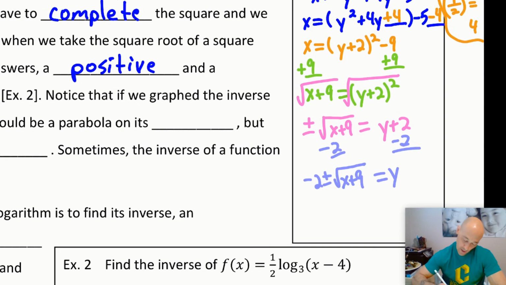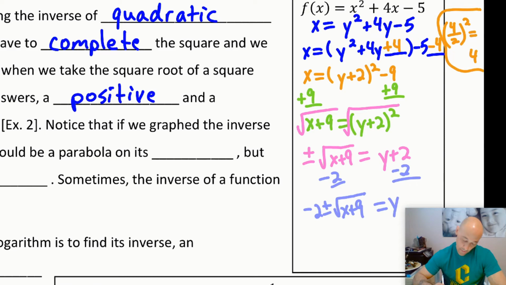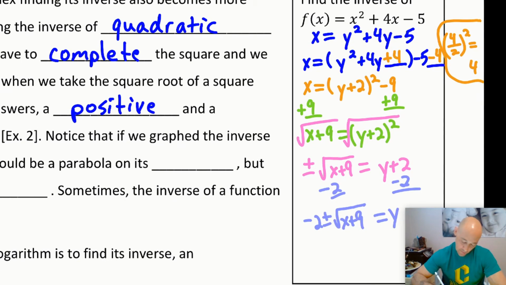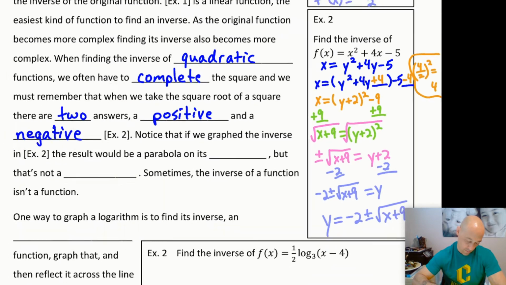So this is not a function, so we're going to leave it like that. Y is equal to negative 2 plus or minus the square root of x plus 9. Think about a square root graph looks like this. So a negative square root graph looks like that. And that is not a function, so I don't write it in function notation.